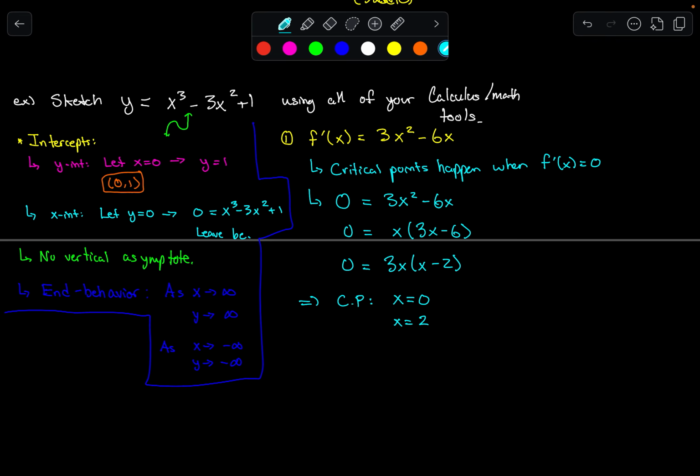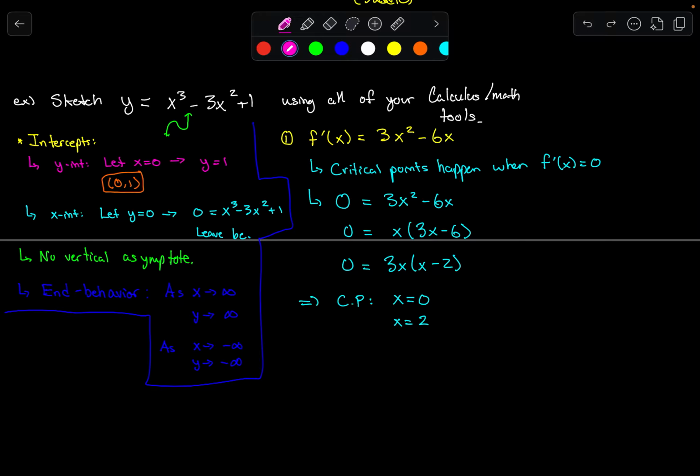Now, just keep in mind, this should kind of make sense because, again, this is a cubic graph, and a cubic graph kind of looks something like this. So we should expect to have one max, one min, something like this. So we expect to have two critical points. It should make some sort of sense.